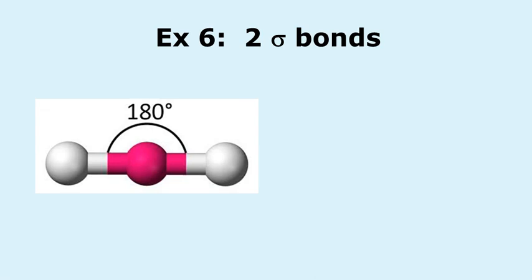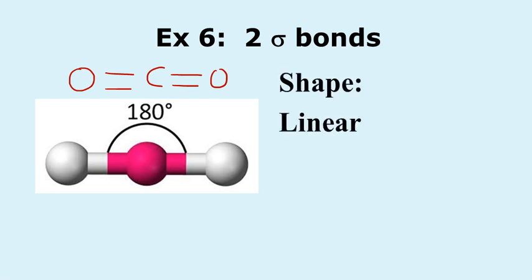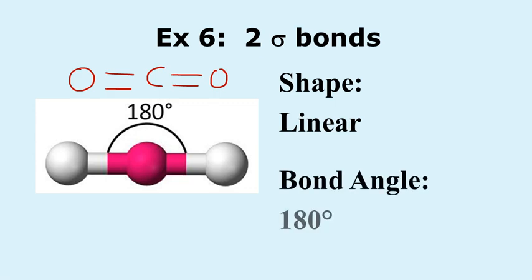Now another structure, we might have 2 sigma bonds. This is very similar to the structure we had in the carbon dioxide molecule. So it looked something like this, where there are 2 sigma bonds and there are no unshared pairs in this structure. Well, it looks like it's pretty much a straight molecule. That's called linear. And as you can see, this is a 180 degree bond angle.